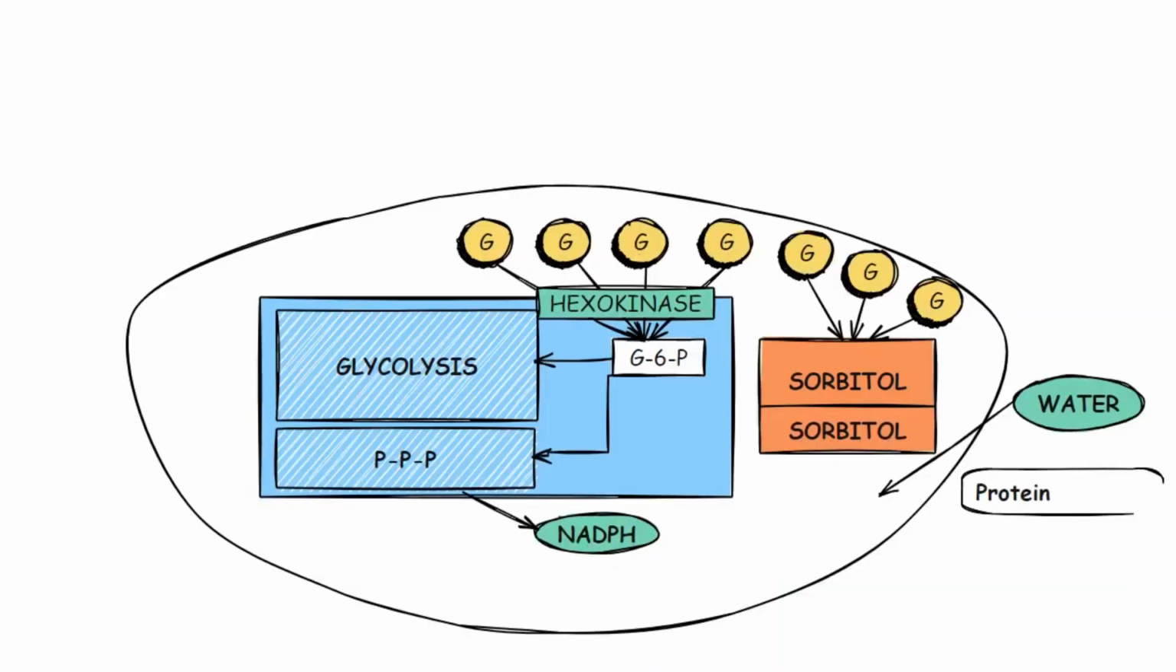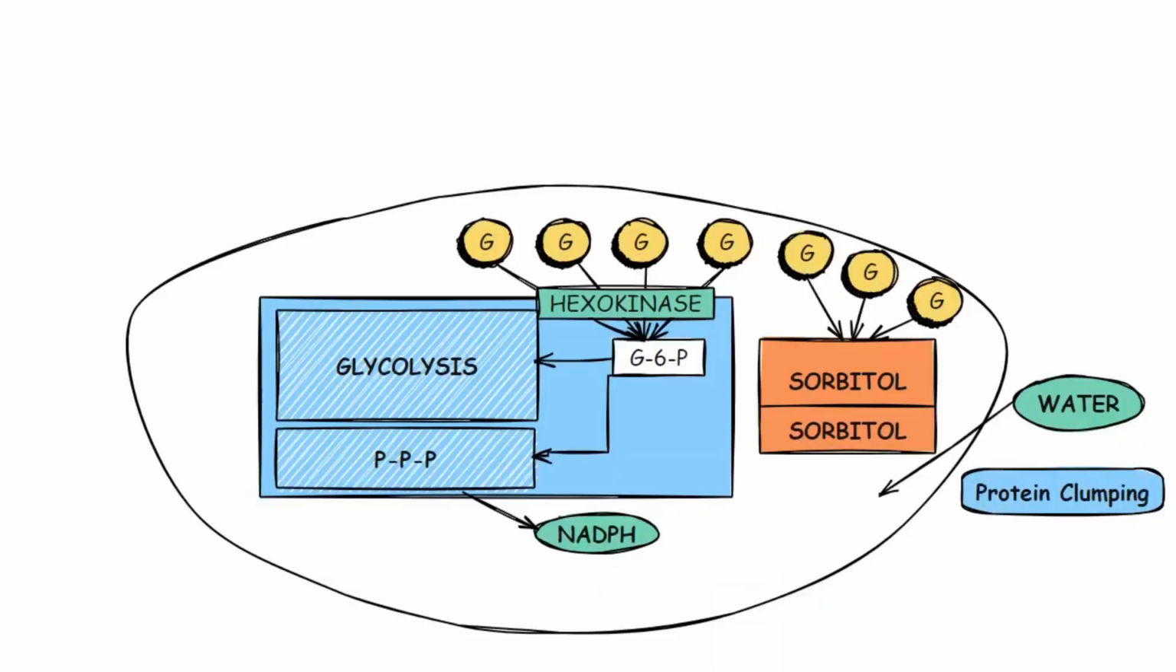Now, if sugar levels continue for months or years, things get worse. The persistent buildup of sorbitol damages lens proteins, causing them to clump together and lose transparency. This leads to cataracts, a condition where the lens becomes permanently cloudy, making vision dull and blurry. And it doesn't stop there. The osmotic stress from the excess sorbitol weakens the lens fiber cells, further speeding up cataract formation.